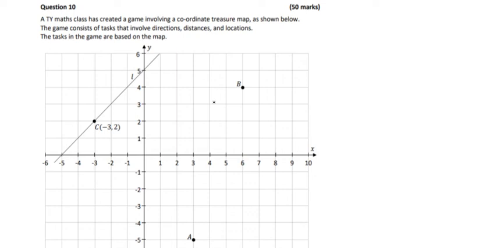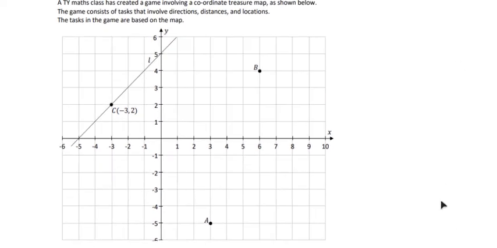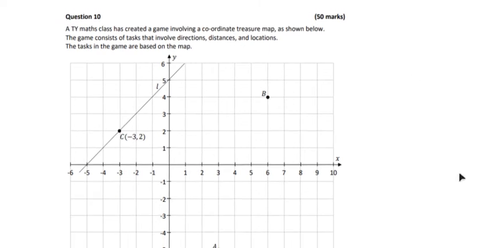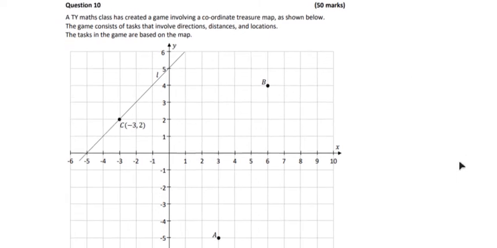Hi folks, this is question 10. It gives us a coordinate graph. There's a TY class and they created a game involving coordinate treasure maps. A game consists of tasks that involve directions, and the tasks in the game are based on the map.